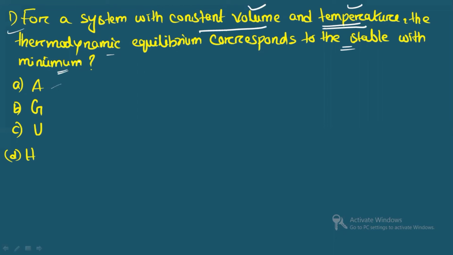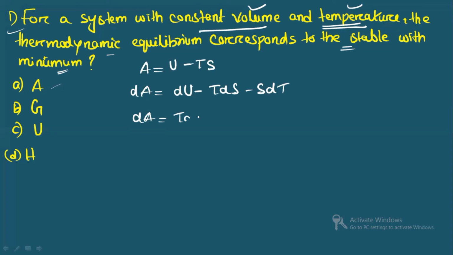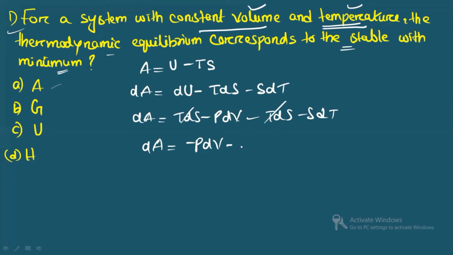We have already seen that for constant volume and temperature, the Helmholtz free energy A equals U minus TS, right? When you take the differentiation, dA equals dU minus T dS minus S dT. dU can be written from the first law of thermodynamics as T dS minus P dV, so dA equals T dS minus P dV minus T dS minus S dT. T dS and T dS get cancelled. So dA equals minus P dV minus S dT.